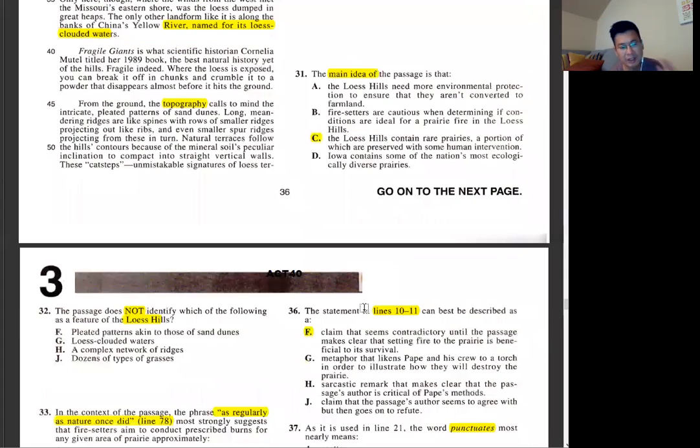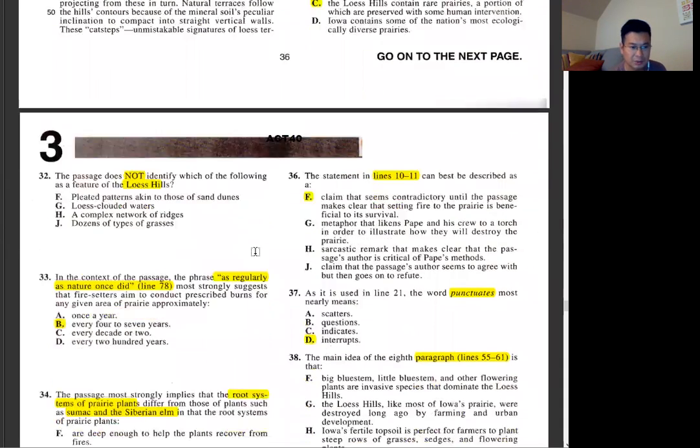Okay. So main idea, when you do this type of question, you can always think about too narrow, too broad, irrelevant. Piece of each one of them. That's how you can eliminate.